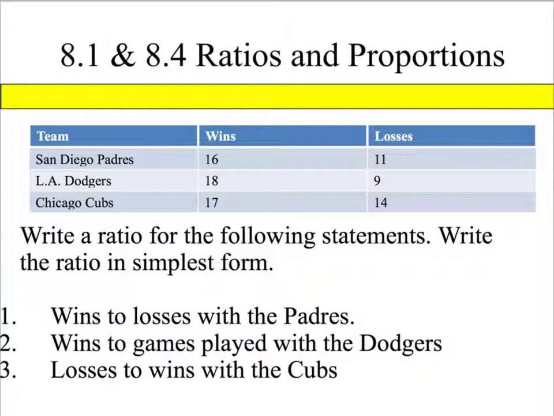All right? So we have this table here. We have three teams, the Padres, the Dodgers, and the Cubs. What I want you to do is write a ratio for the following statements. Write the ratio in the simplest form. The very first thing is you have to pick one of the three ways you can write a ratio, either with the colon, with the word to, or just as a fraction.